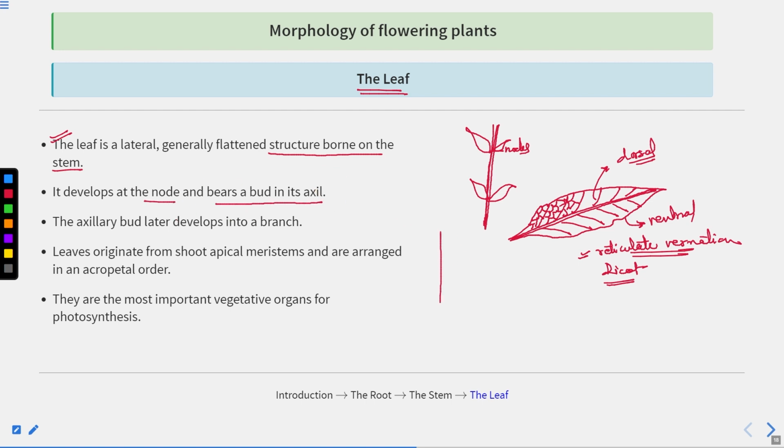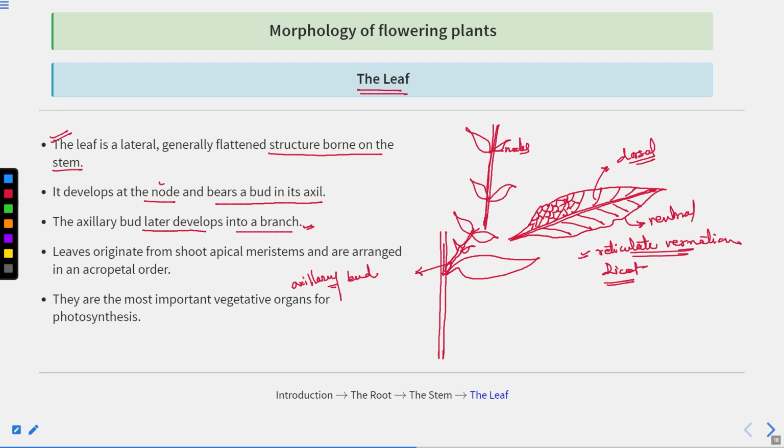So whenever the leaf is born on the node, what you see, suppose this is the bud and this is the leaf. Okay, so there is an axil. This is the stem region and this is the petiole region of the leaf. So where the two join at the nodal region, there emerges a bud. This bud is called the axillary bud. And this axillary bud later develops into a new branch.